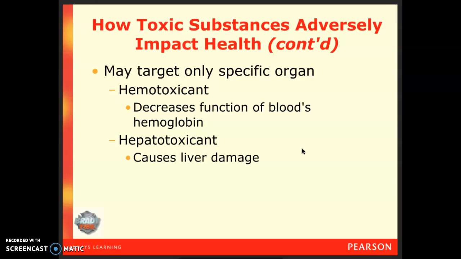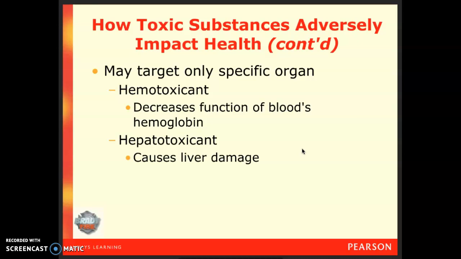And so what hemotoxicants do is they disrupt that relationship in some kind of way. They make it hard for the hemoglobin to attach to oxygen, or they block the hemoglobin and block oxygen from getting to it in some kind of way. And that's how they work.